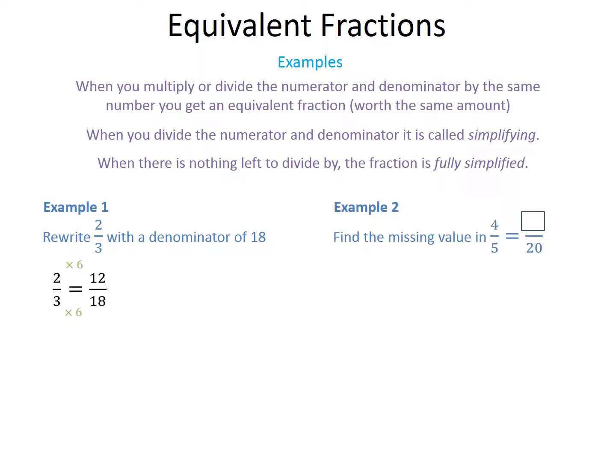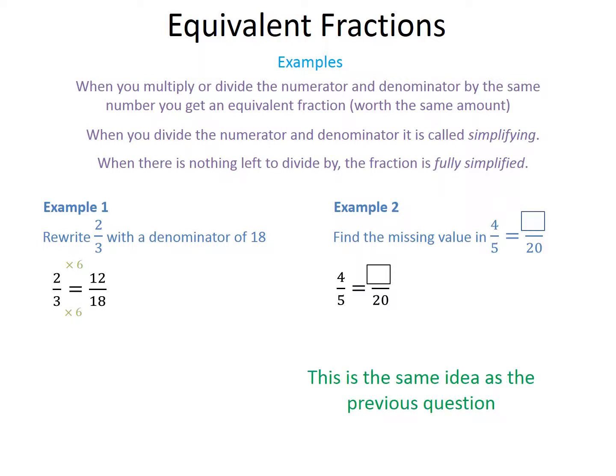Now in the next one, we need to find the missing value in this box here, so the numerator. So let's start by just writing down that question exactly as it is, including the box, so I know where I'm going to put my answer. And then we just got to realize this is actually the same idea as the previous question, where now we know that I've got to turn the 5 into 20. And so how do I turn the 5 into 20? I times it by 4, and that tells me what to do with the top number as well.